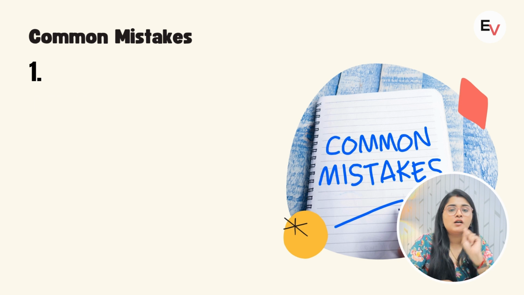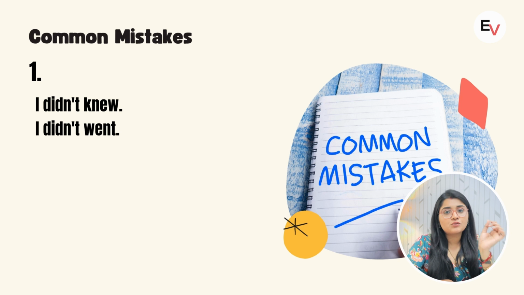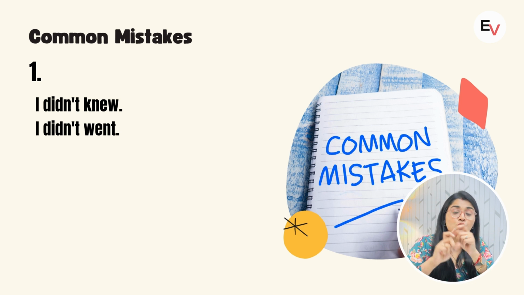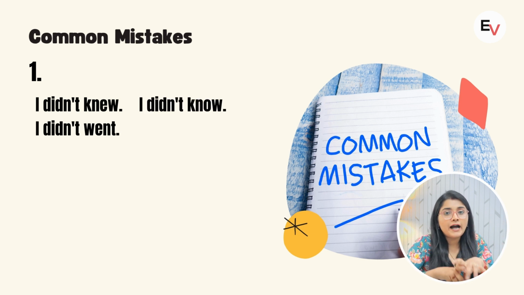Mistake number one, I didn't knew or I didn't went. Now, this is one of the mistakes that I have been hearing all the time. People make it on a daily basis. See, the problem here is with did not, we do not use the past form of the verb. We use the base form of the verb. So, the sentence will be I didn't know or I didn't go.